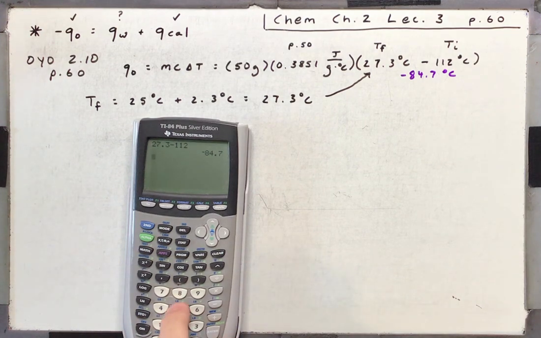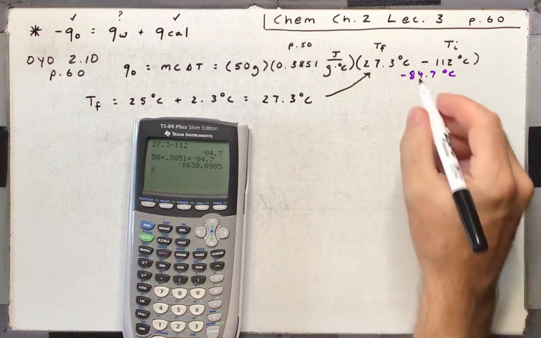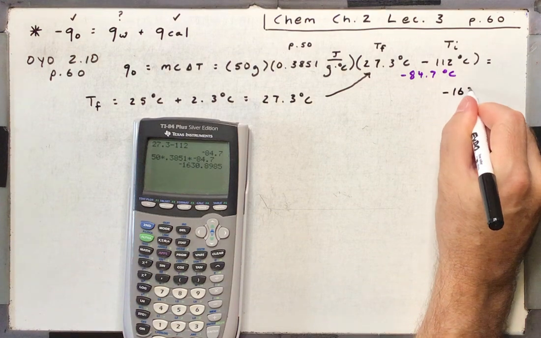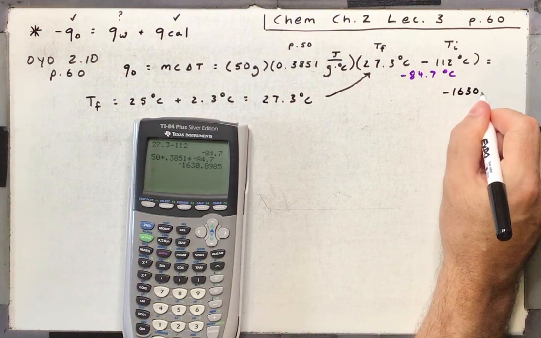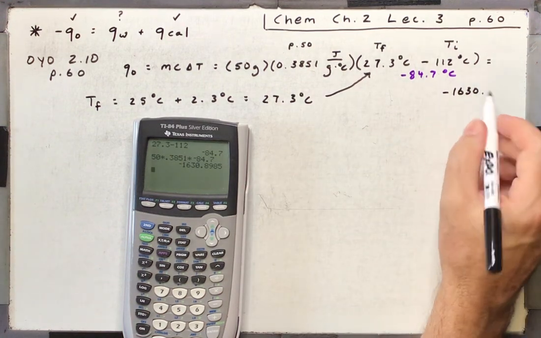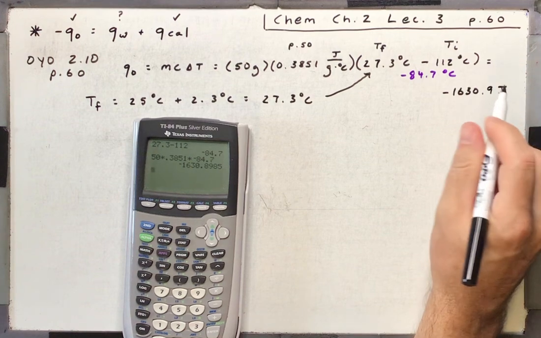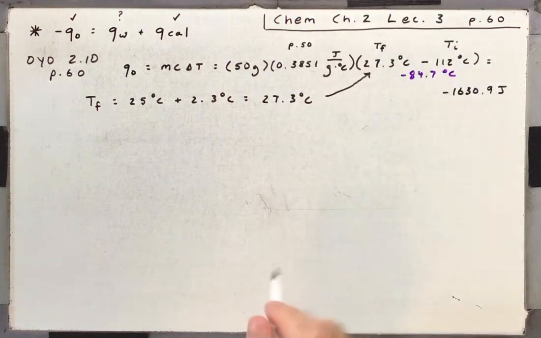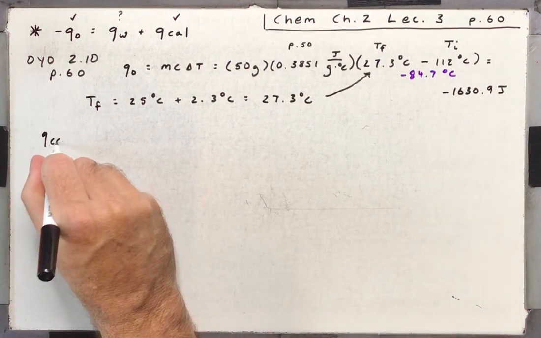All right, so we've got, let's try this again, 50 times 0.3851 times negative 84.7. All right, that's negative 1630.9 joules. All right, that's the Q of the object. So we're 1/3 done. Let's get the Q of the calorimeter.